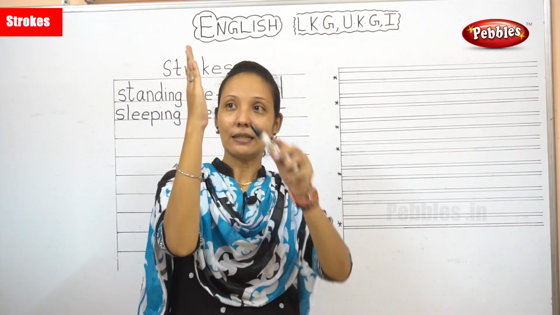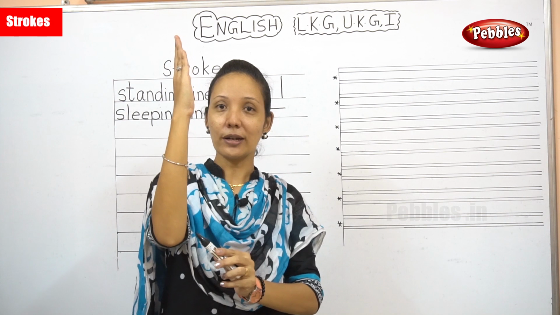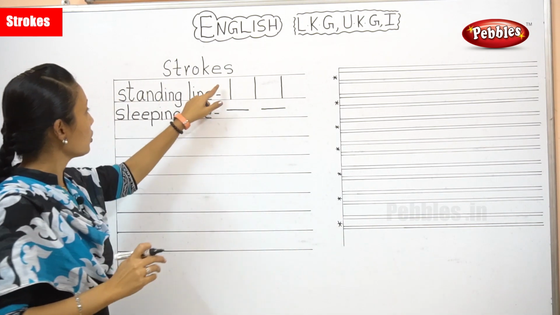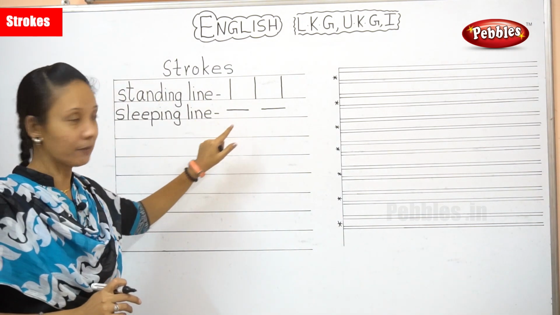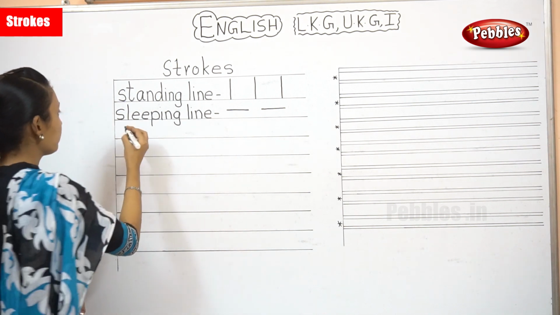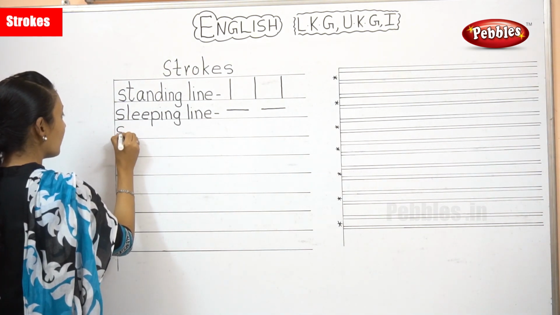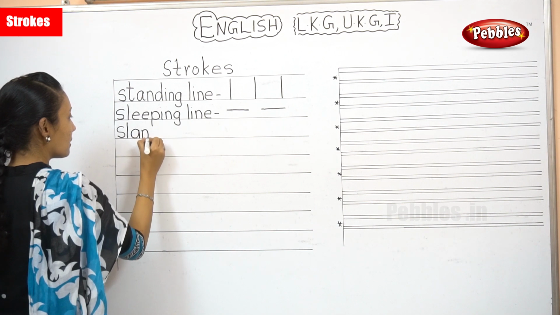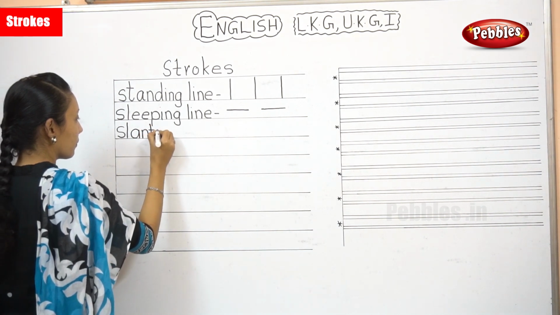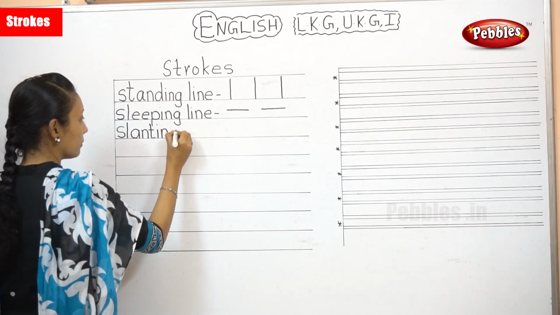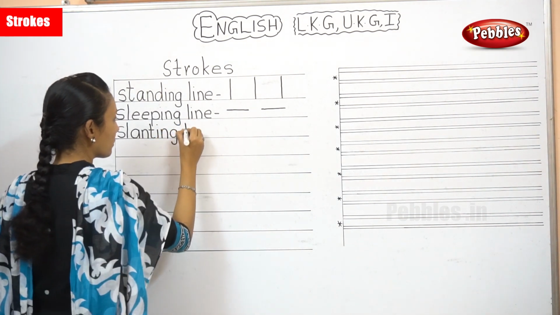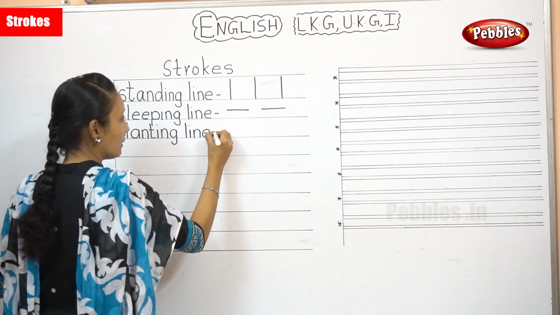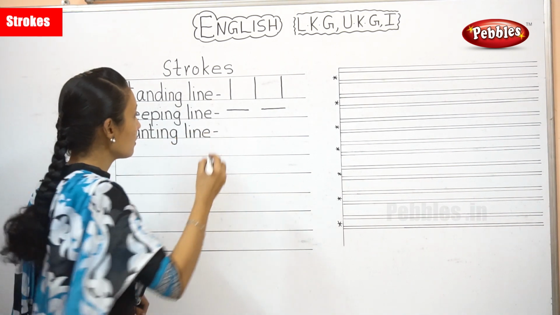Okay, once again, this is called a standing line. All right, and now this is called a sleeping line. Now you finished your standing line and your sleeping line. Now next you have your slanting line. Next is your slanting line. Can we see how you should write your slanting line? Yes. How are we going to write your slanting line?